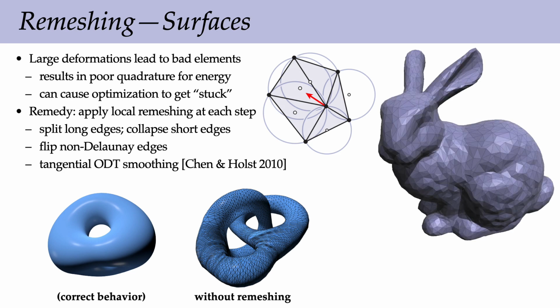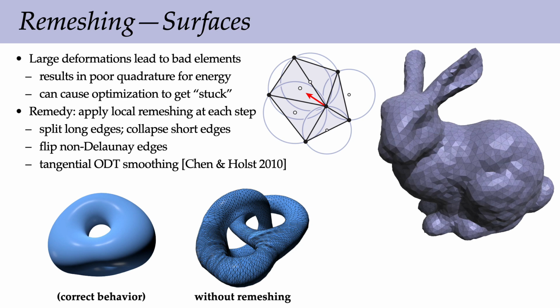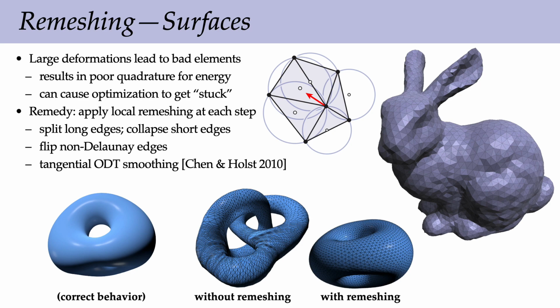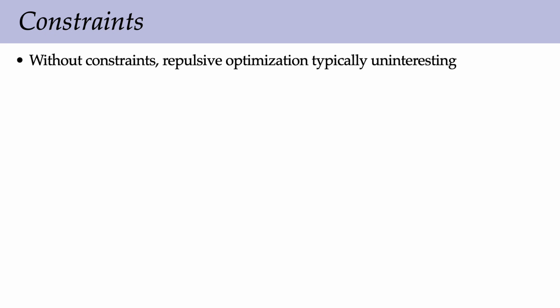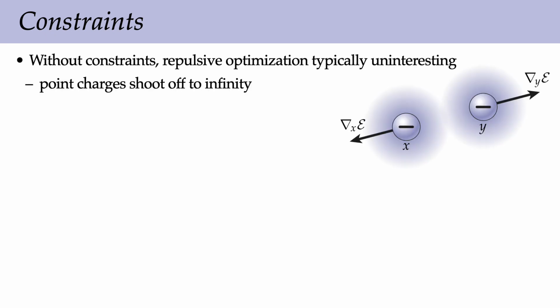So on a static mesh, that looks like this. So elements gradually improve. And if we apply it during our flow, we will get all the way to a minimizer. To do interesting stuff with repulsive curves and surfaces, we also have to be able to handle various constraints, because without any constraints, the behavior can be pretty uninteresting. For instance, point charges might just fly off to infinity, or a curve grows without bound, and so forth.